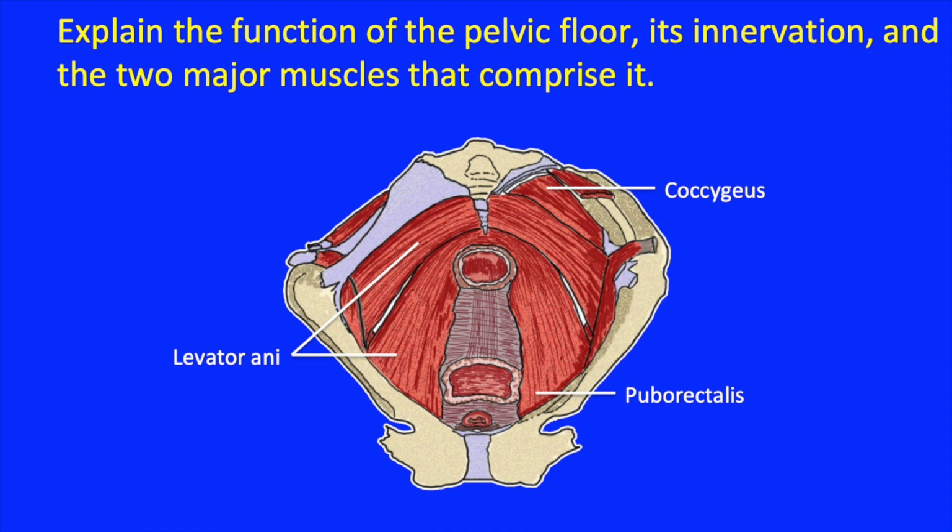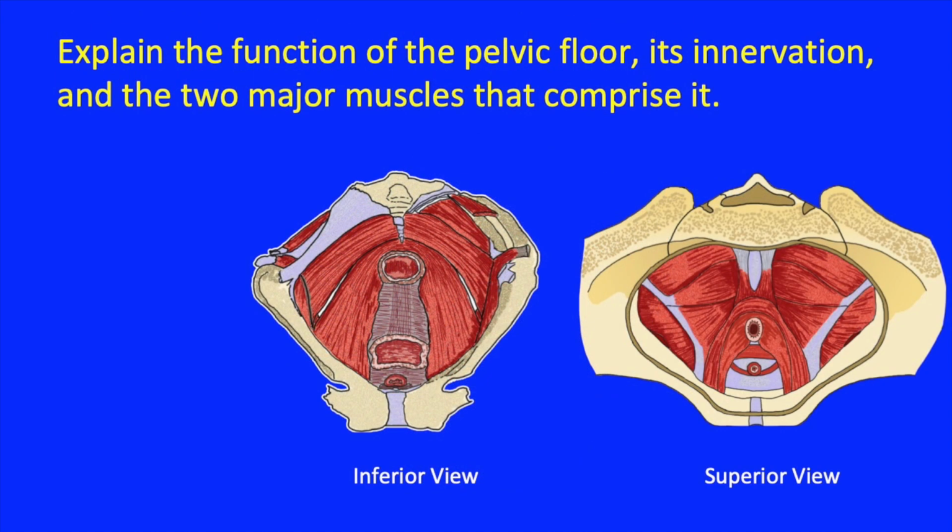The last muscle proper to form part of the pelvic floor is the coccygeus. This muscle is not labeled in the slide. As a review, we can now provide the specific answer to the question raised as an objective. What is the function of the pelvic floor and the two major muscles that comprise it?